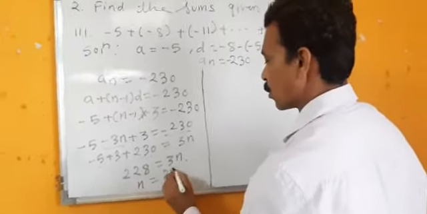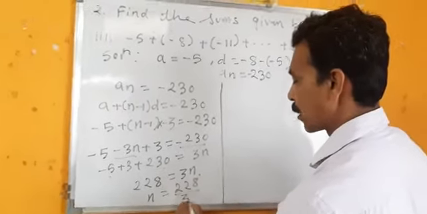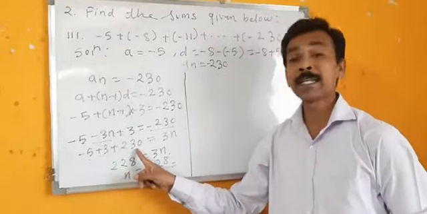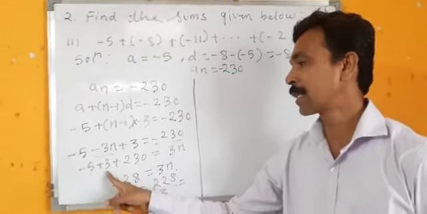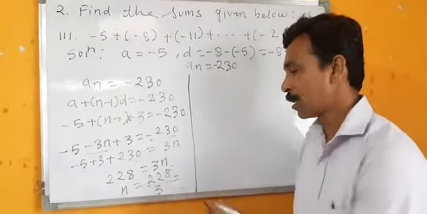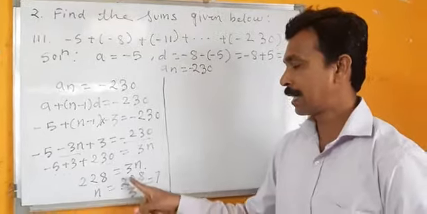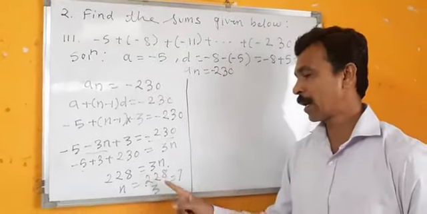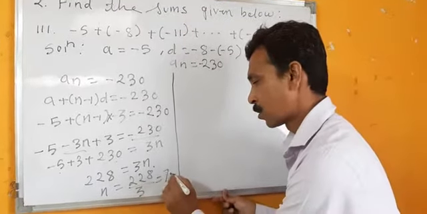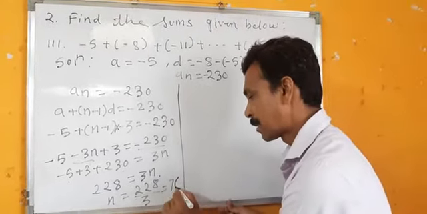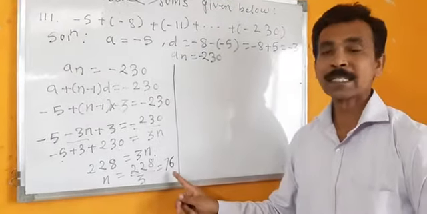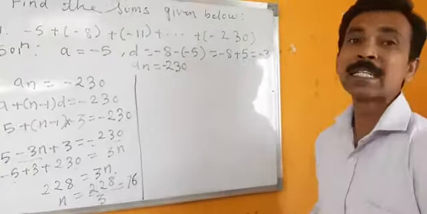N is equal to 228 upon 3. Understood? Minus 5 plus 230 is 225. 225 plus 3 is 228, is equal to 3n. So n is equal to 228 upon 3. 3 sevens are 21. 1 is left, because 22 minus 21 is 1. 1 and 8, 18. Right? So it becomes 6, because 18 divided by 3 is 6. So n is equal to 76.